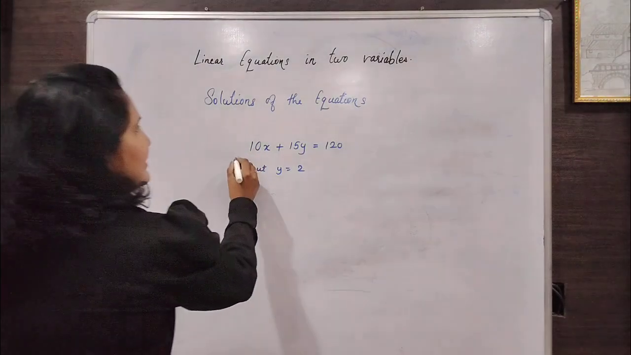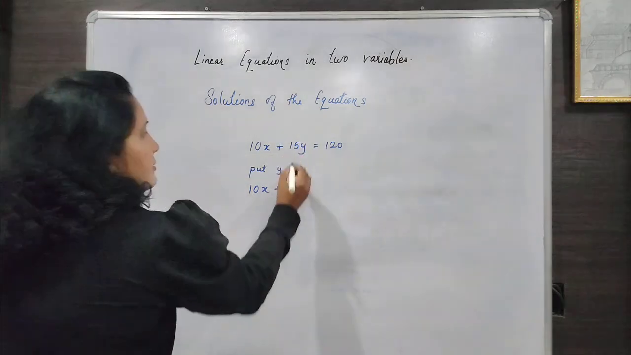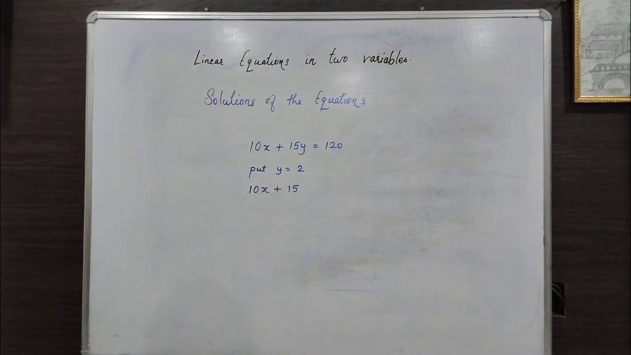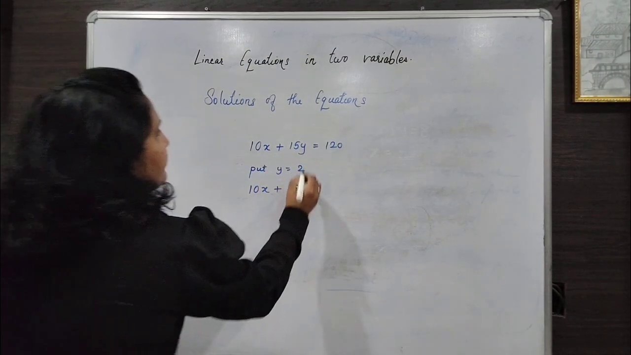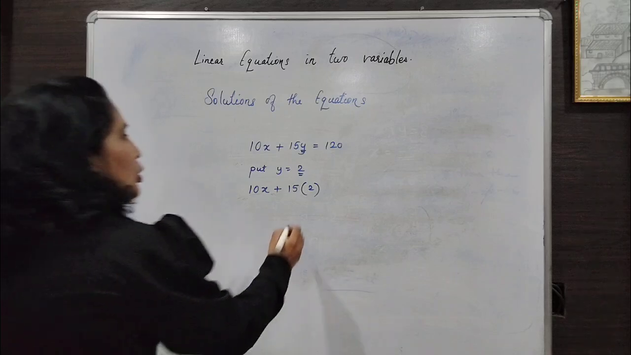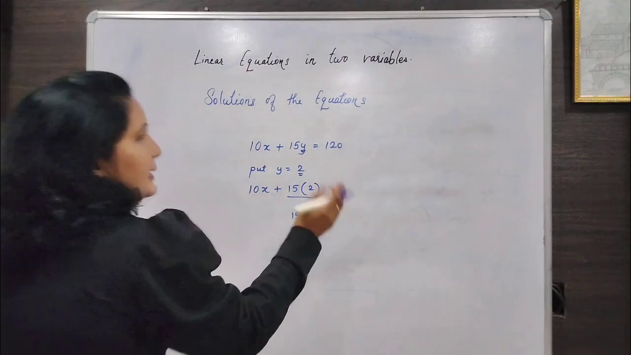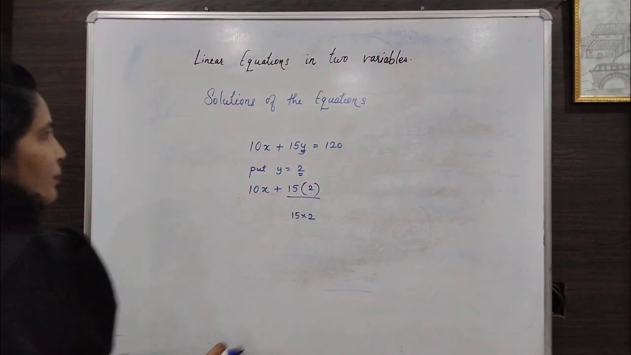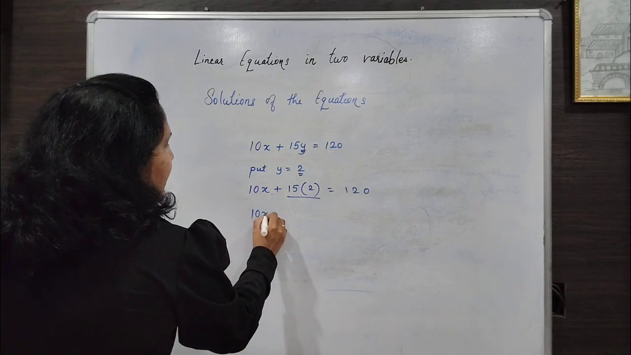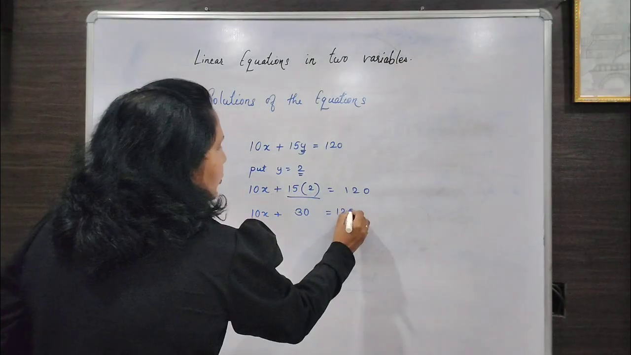So when I substitute in this, 10x will remain as it is, plus will remain as it is, 15y means 15 multiplied by y. So instead of y, we will substitute 2. So 15 into 2. I can also write it as 15 multiplied by 2, or we can also give brackets. The meaning is the same: 15 multiplied by 2. So that is equal to 120. 10x as it is, plus 15 twos are 30, which is equal to 120.